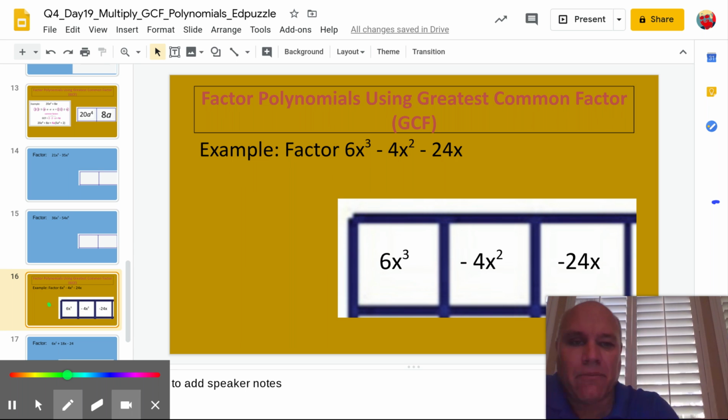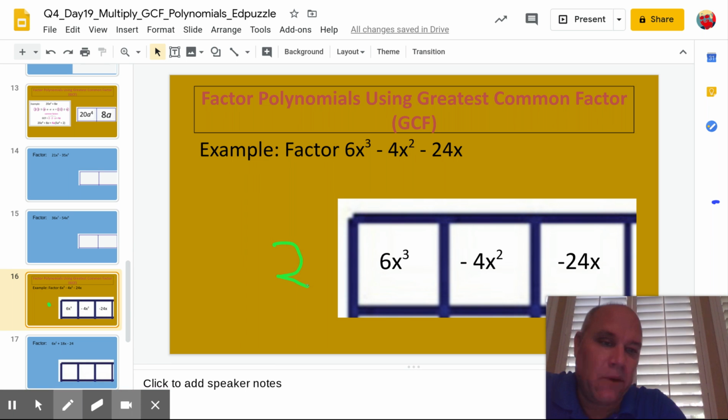So let's start with the number. So we have 6, negative 4, and negative 24. So it's even numbers. So I know I can pull out a 2 for sure. 2 can come out. But is that my greatest? I'm not sure yet. Could I pull out a 4? Well, yeah, 4 goes into 24 6 times. But wait a minute. Does 4 work with the 6? No, doesn't work. So in this example, my GCF is going to be 2 for the number.